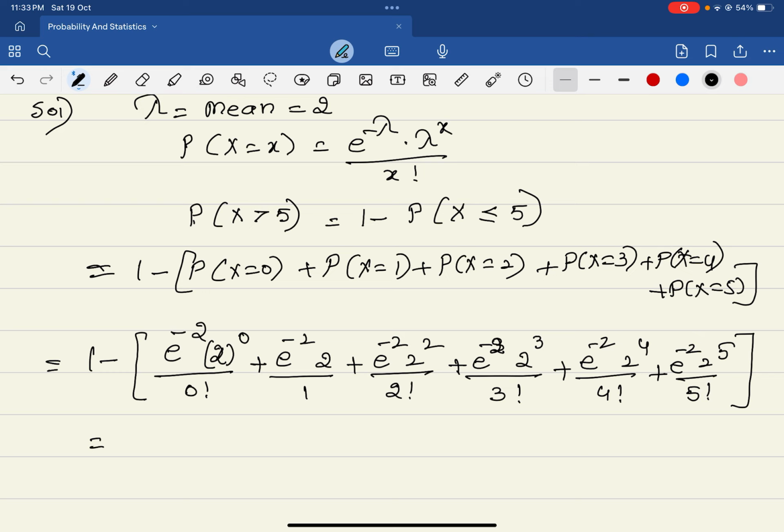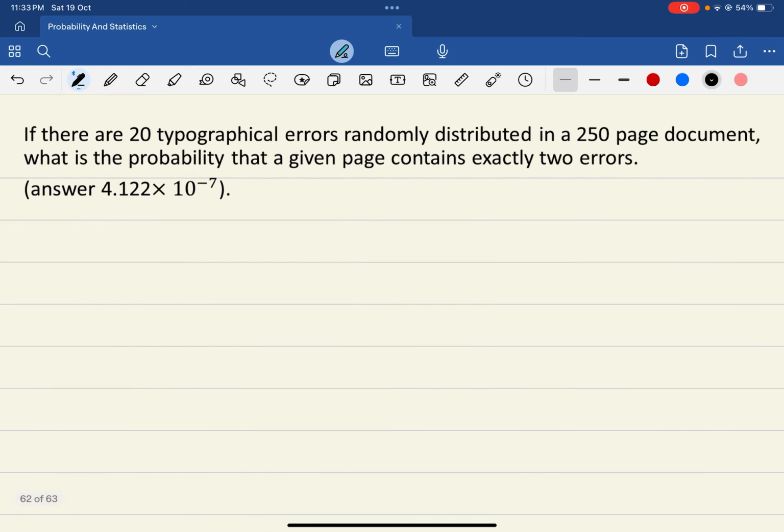So when you do all the calculations, it will be 0.0165. This is the answer. Okay, that is all for this one.